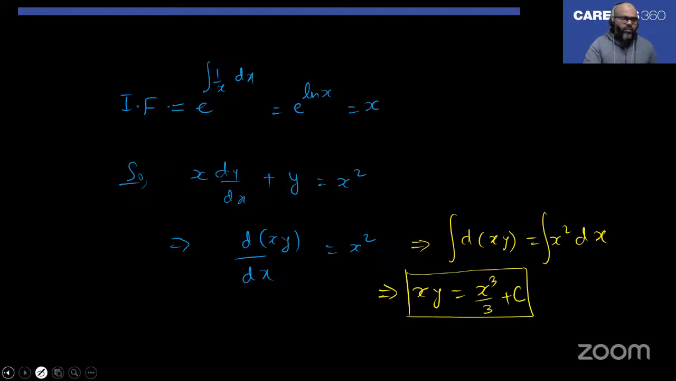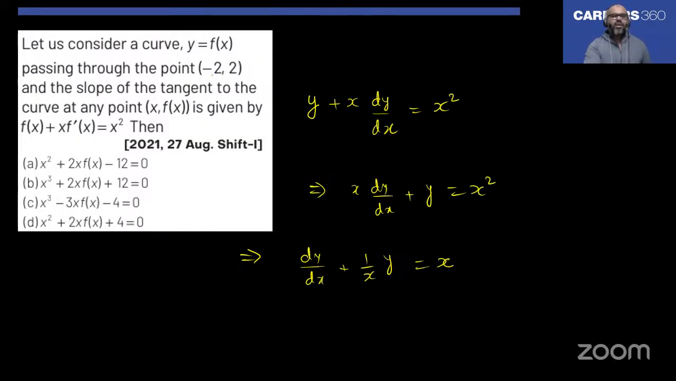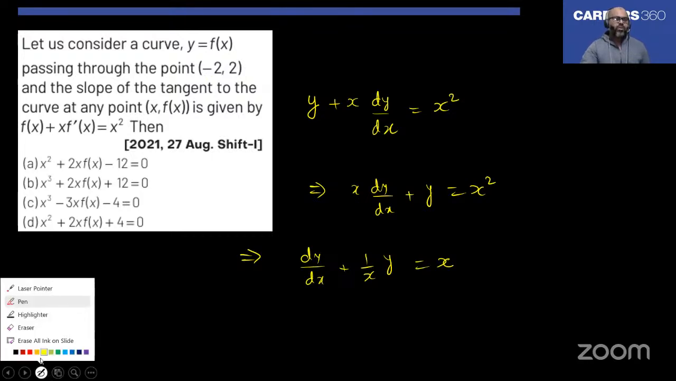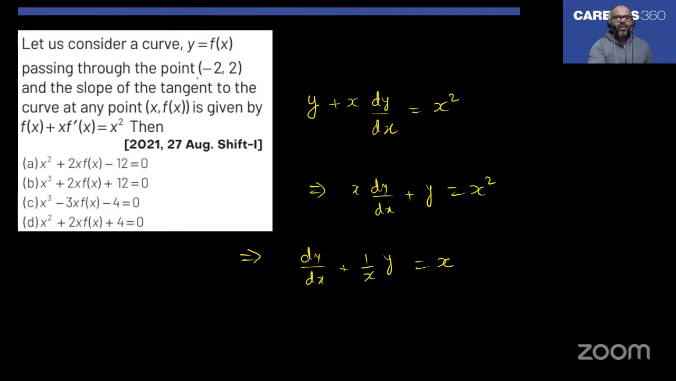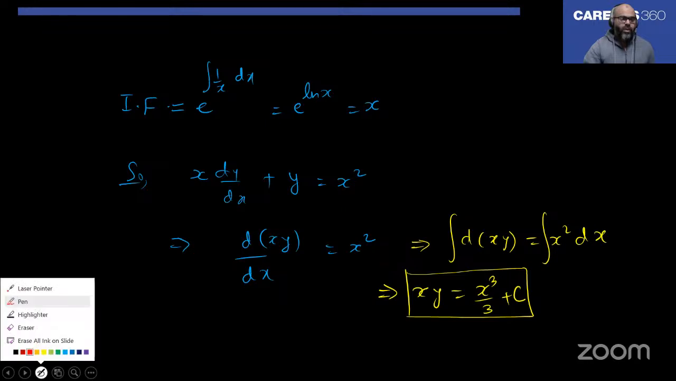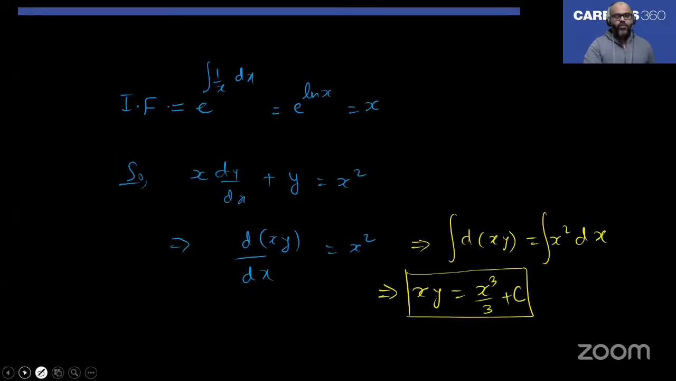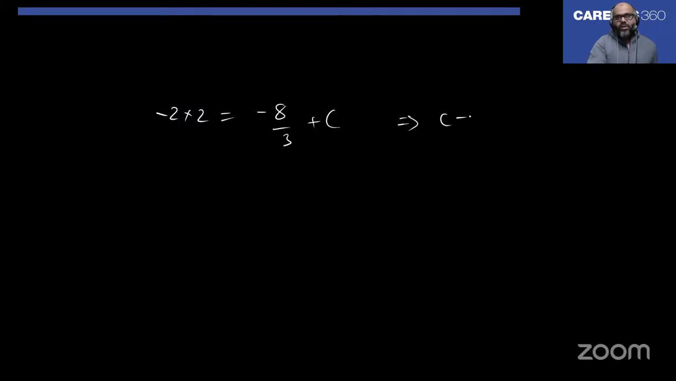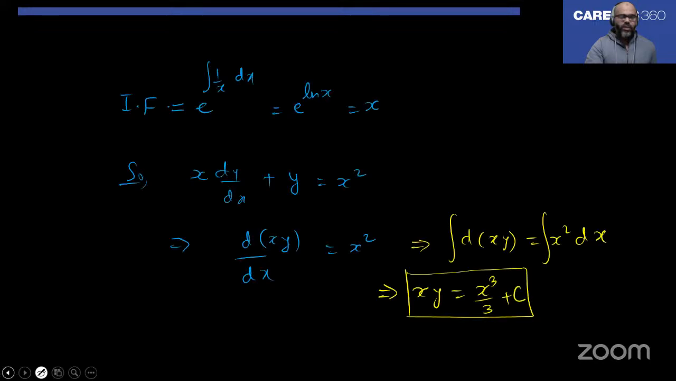Now let us find c. For that, initial condition is that when x is equal to -2, y is equal to 2. This is what it is given, that this function is passing through this point. So when x is -2, y is 2. So -2 into 2 is equal to -8 by 3 plus c. Okay, x is -2 and y is 2. So this will give you c is equal to 8 by 3 minus 4. That will be 8 minus 12 by 3. c is equal to -4 by 3.